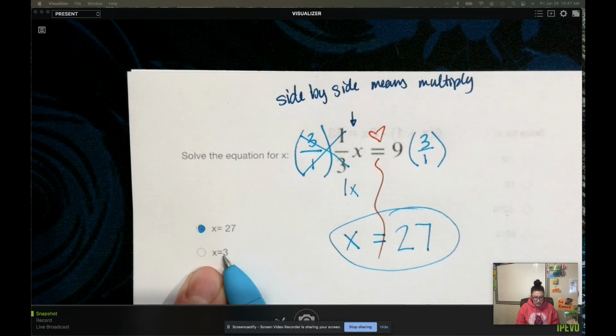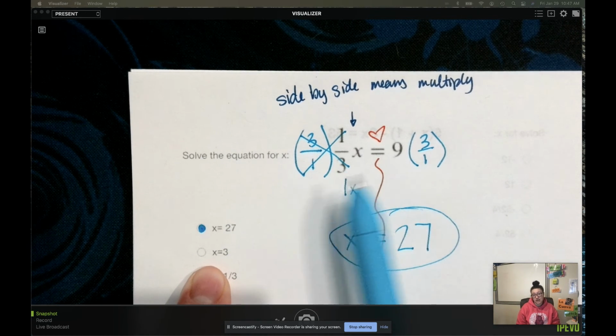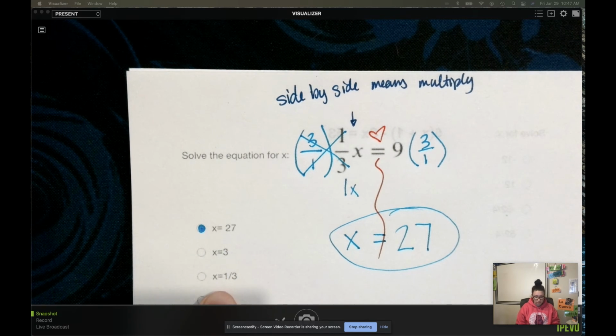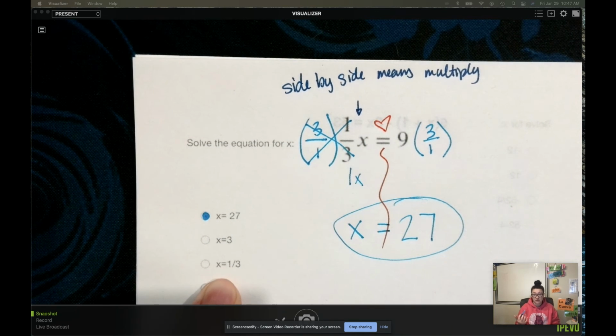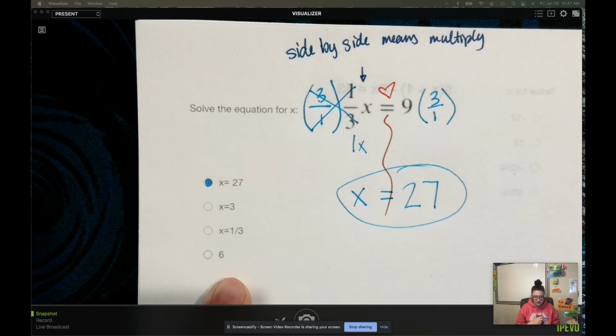If you picked 3, that's probably because you just multiplied both sides by 1/3 and you just did 9 divided by 3. If you got 1/3, maybe you just kept that fraction, you didn't understand the question. And if you got 6, maybe you subtracted 3 instead of multiplying by 3. So there's our first problem.